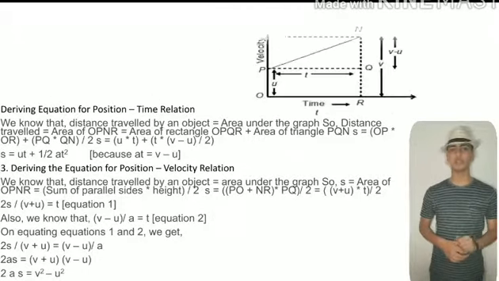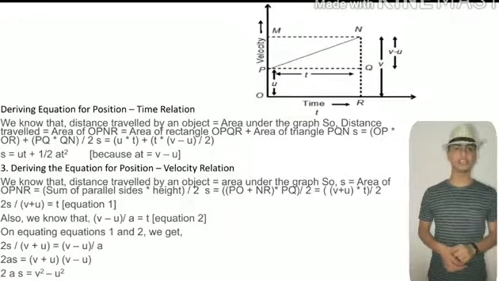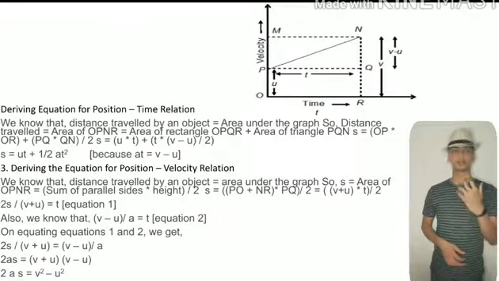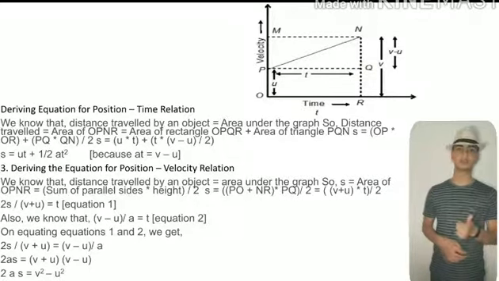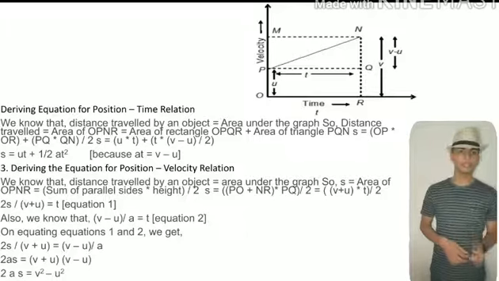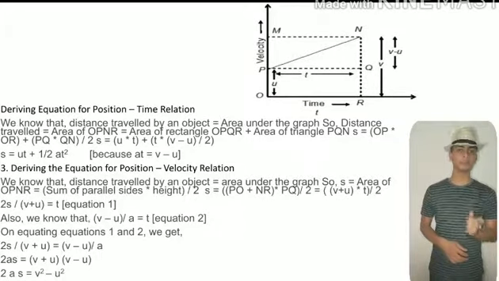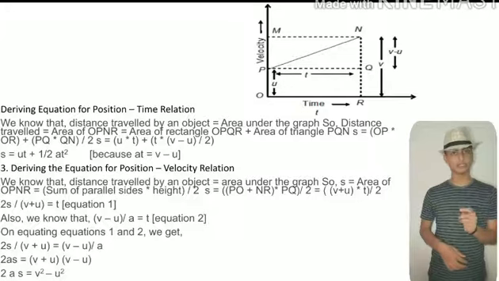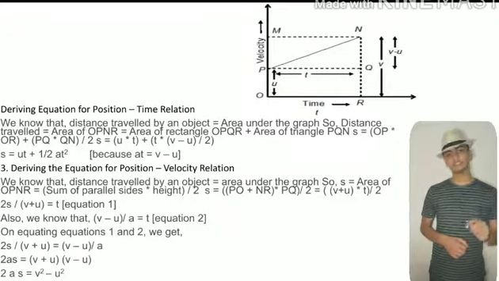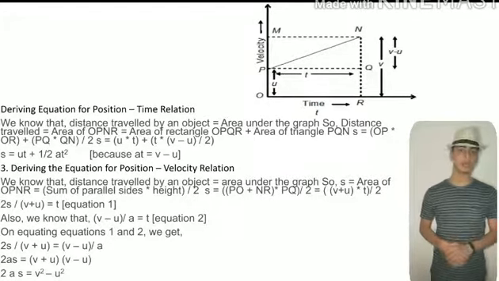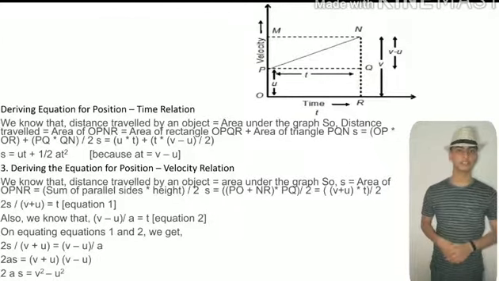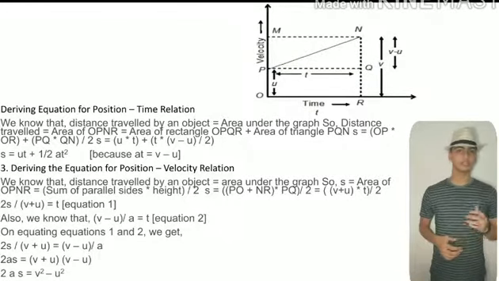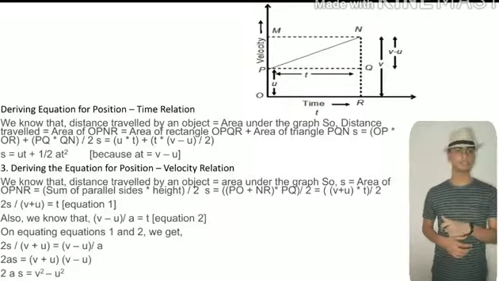So here S will be equal to OP into OR as the area of the rectangle, plus the second, that is the area of the triangle, PQ into QN by 2, making it S equals U into T plus T into V minus U divided by 2. That will make it S equals UT plus half AT square, because we know that AT equals V minus U. So we can clearly get S as UT plus half AT square.